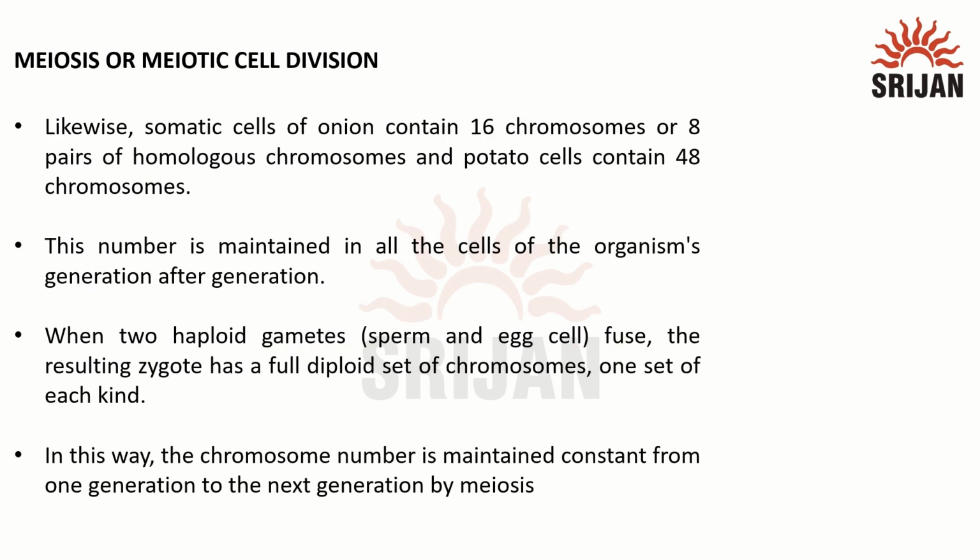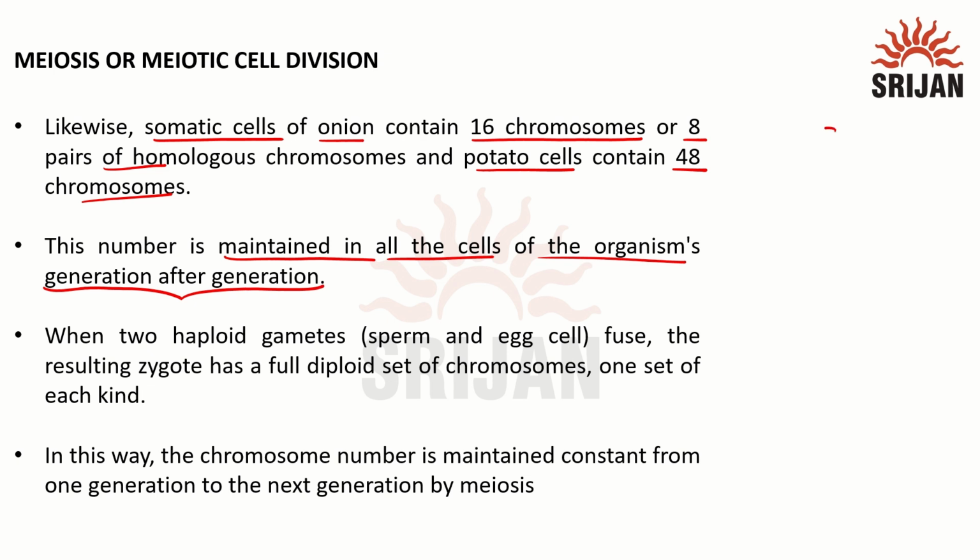Now, likewise, if we take a somatic cell of an onion, which contains 16 chromosomes or 8 pairs, and a potato cell contains 48 chromosomes. So this number is maintained in all the cells of the organisms generation after generation. If I have one onion cell and it gives the next generation cell, it should also have 16. Otherwise, if let's assume it has 13, it is no longer considered a normal onion cell. So this number has to be maintained.